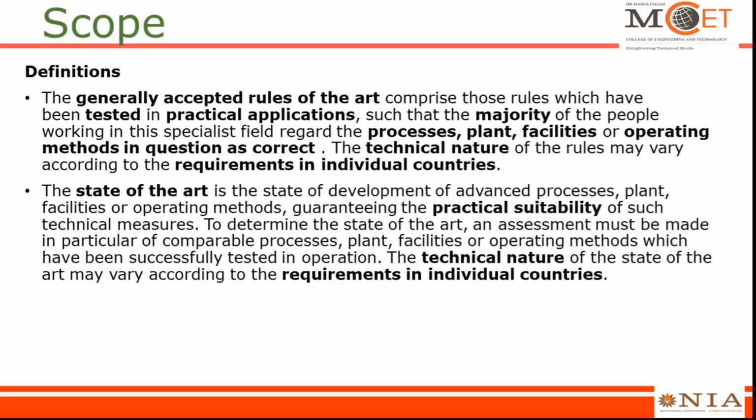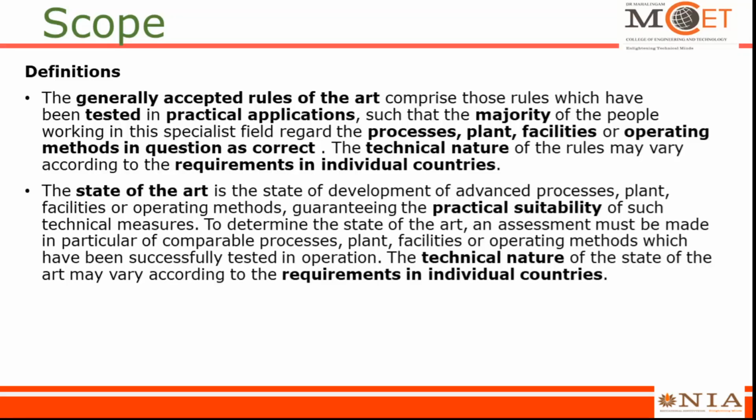So generally accepted rules of the art comprise those rules which have been tested in practical application, such that the majority of the people working in this specialist field regard the processes, facilities, plans or operation methods in question as correct. So the technical nature of the rules may vary according to the requirements in individual countries. Right, so the rules and regulations vary slightly from country to country, but if the majority of the people working in that particular field consider the processes, plans, facilities and operating methods to be correct, then it is accepted, right?